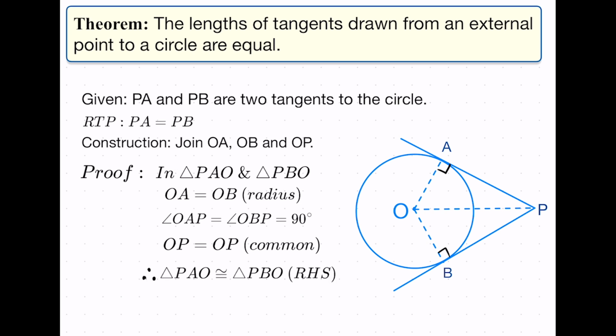Now, since these three statements hold, we can say that triangle PAO is congruent to triangle PBO by the RHS criteria, and hence we can say that the lengths of tangents PA and PB are equal. This is how we can prove this theorem.